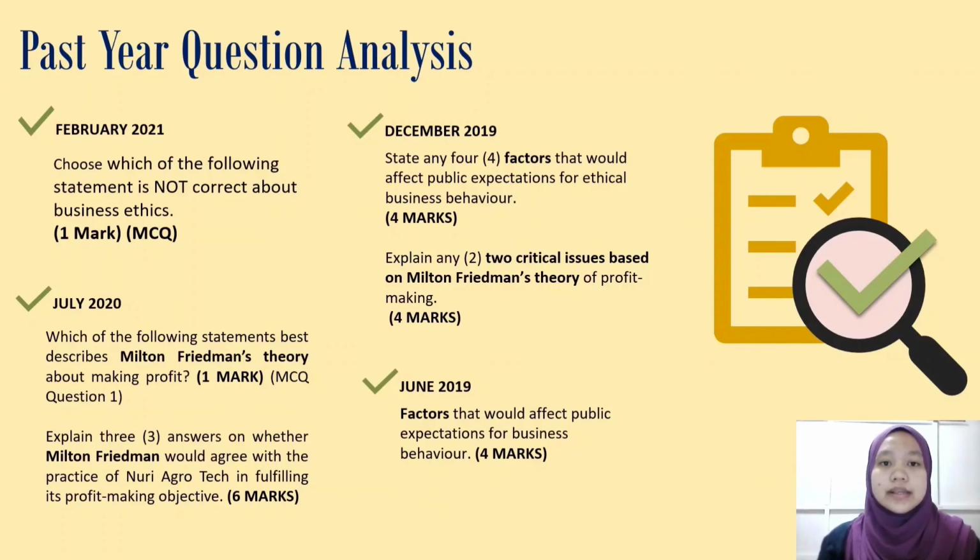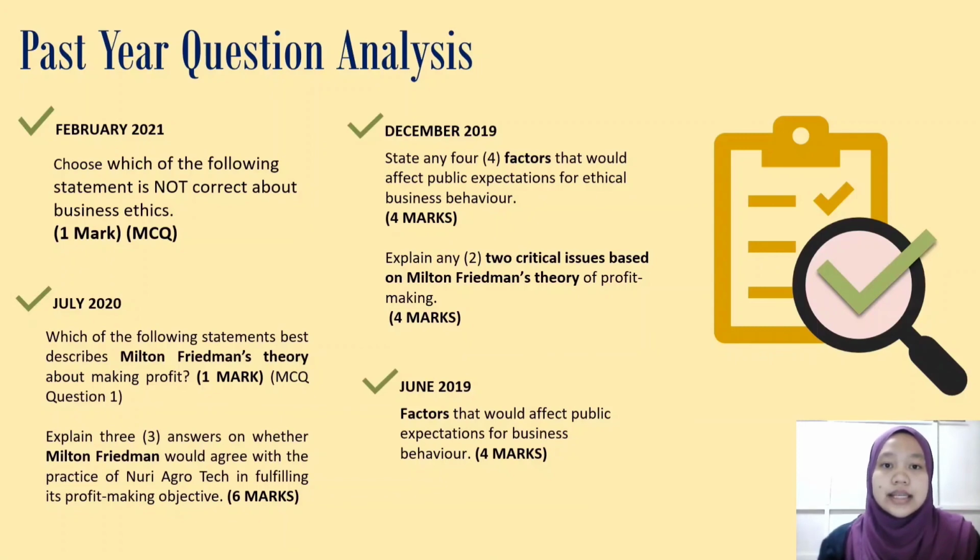Now we look at the past year question analysis for this chapter. For last semester, there is one question on business ethics where the question will give us the statement and we will have to identify which one is false. It contains 1 mark and it is in multiple choice question form. For July 2020, it comes out in both MCQ questions and short essay question. Here we can see that both questions ask us about Milton-Friedman theory.